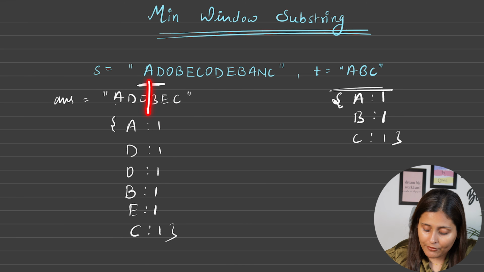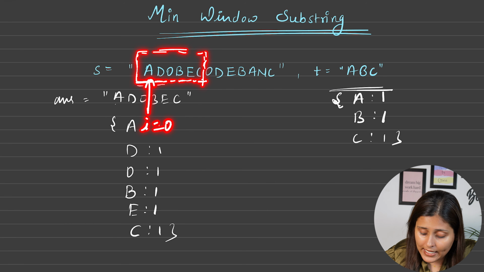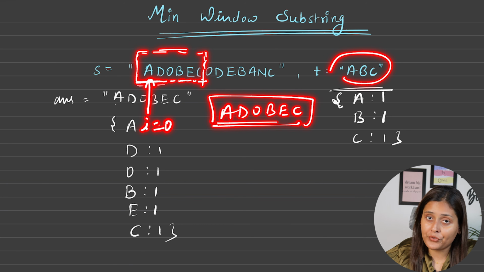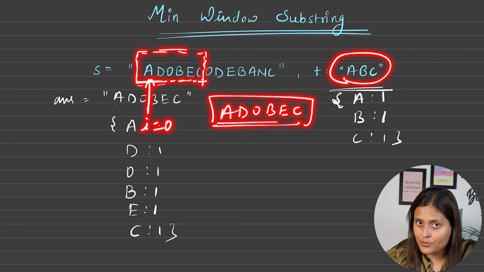So here when we started from I is equal to 0 and J went till this C, and till here we found that this A, D, O, B, E, C is that substring which we need and which actually contains all characters of T. Means can I say this is a valid substring? Yes.